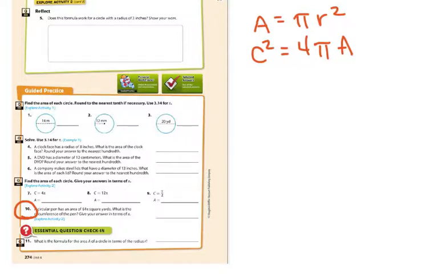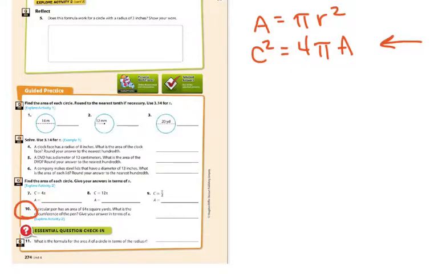If I look at the question again, it says a circular pen has an area of 64 pi square yards. What is the circumference of the pen? Well, they're asking me for the circumference of the pen. So I need to use this formula because it's the only one that includes both area and circumference. Does that make sense? So now that I know which formula to utilize, I can just start plugging in what I do know.